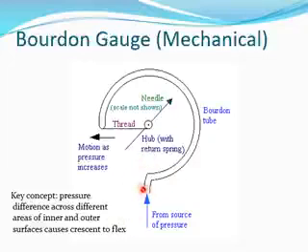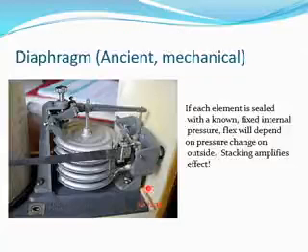And this is the pressure from the source. When we apply pressure here, the Bourdon tube expands and the pointer moves. Diaphragm is also mechanical. Here, the diaphragm moves. When we apply pressure, these diaphragms expand and move this arm. Then this is also linked to a pointer and shows the pressure.